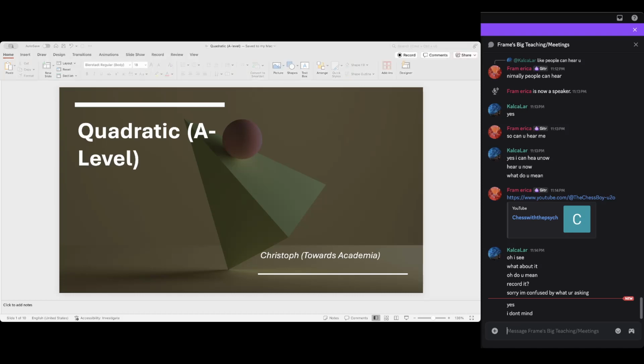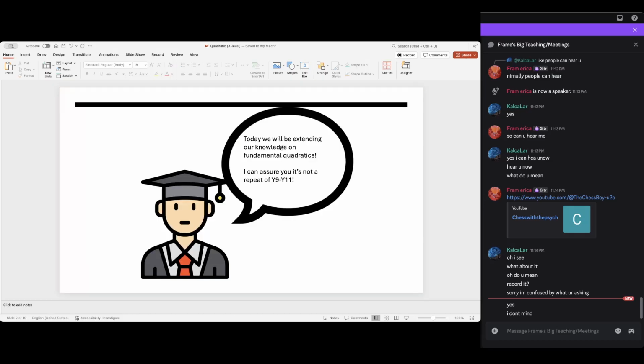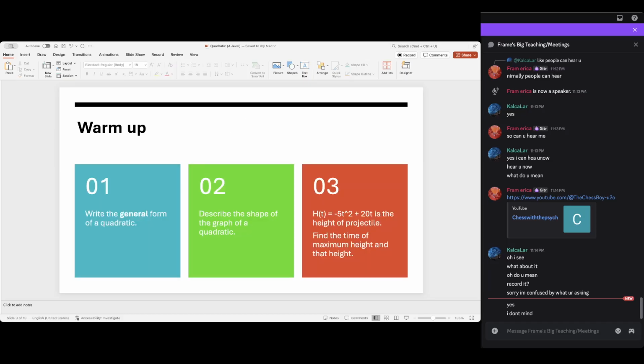Hello guys, we are here in Quadratic A level. We are teaching this. So this is what we'll be doing in a nutshell. And yeah, it's gonna be the good stuff. Trust me. So here we are in the warm up.